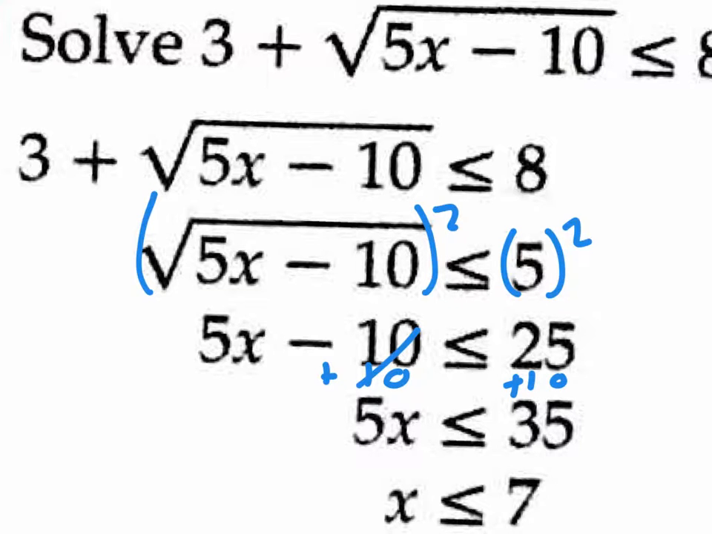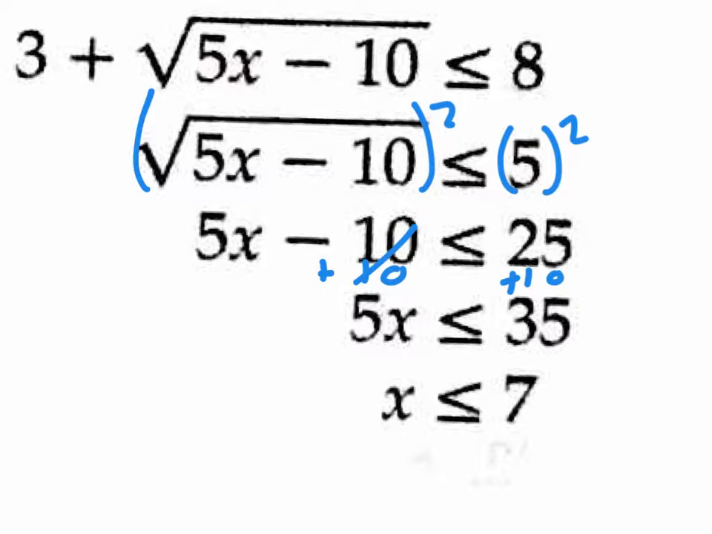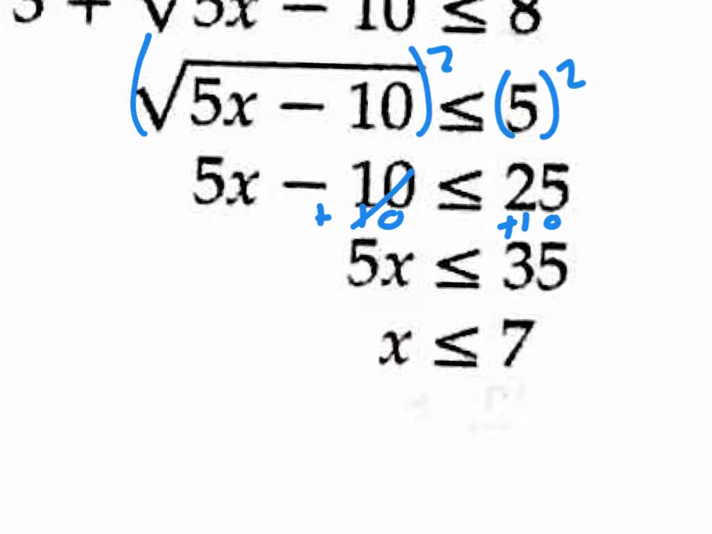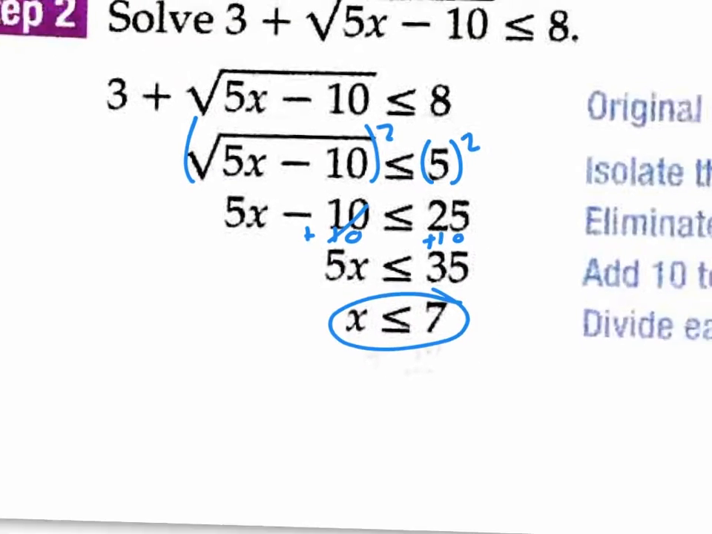That's how you get 35. Bring down the 5x. Final step would be to divide by 5, and that's how they get x is less than or equal to 7. You guys understand that, right?